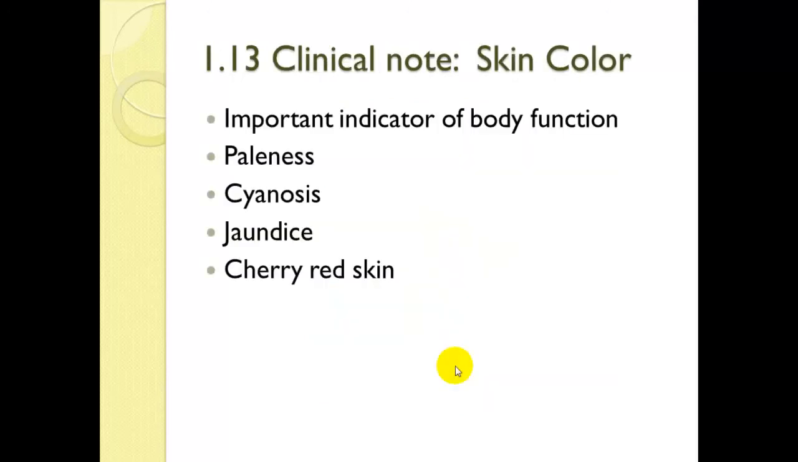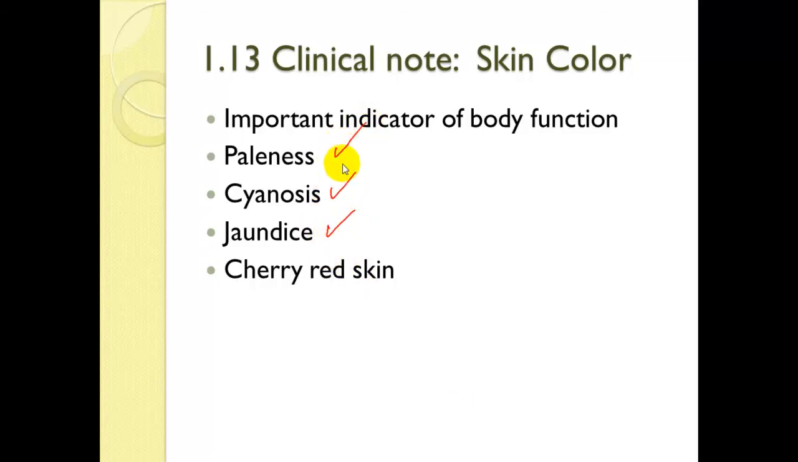Clinical notes upon skin color. It is an important indicator of bodily function. Examples of this are going to be paleness, which generally occurs in shock states; cyanosis, which generally occurs from hypoxia or low blood oxygen; and jaundice. Jaundice is generally caused from liver failure.